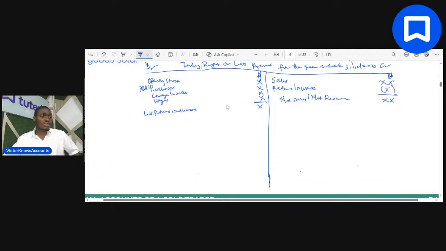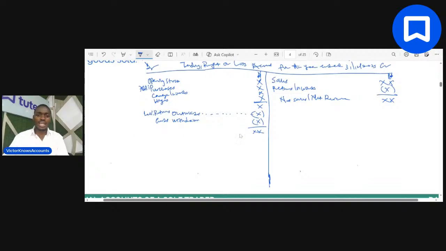I was asking a question, nobody responded. What's another name for returns inwards and another name for returns outwards? Less returns outward. Don't forget, this is returns outward. Less goods withdrawn.